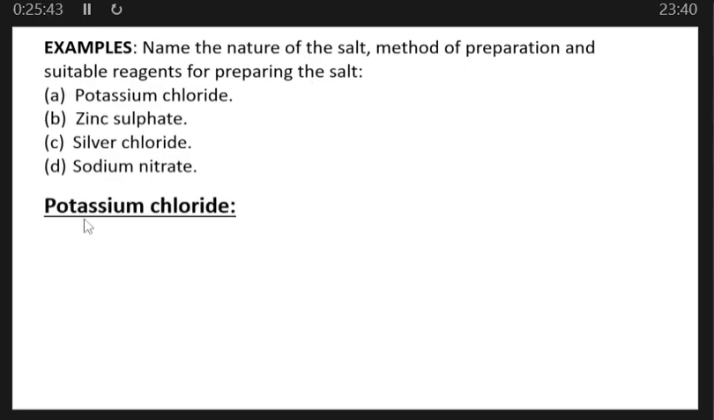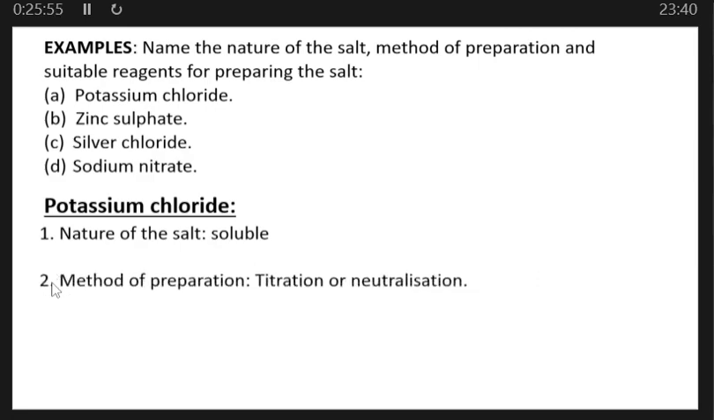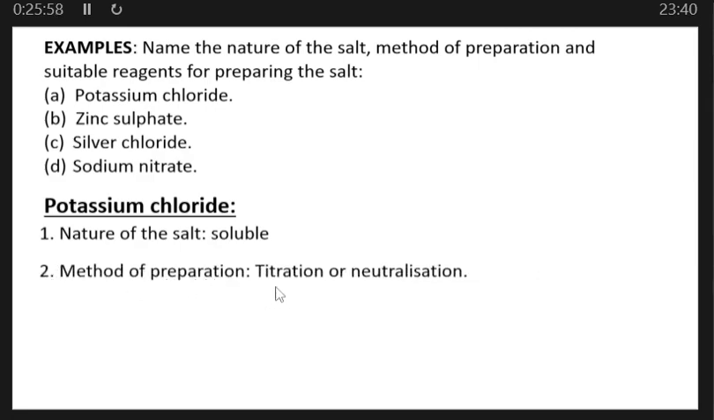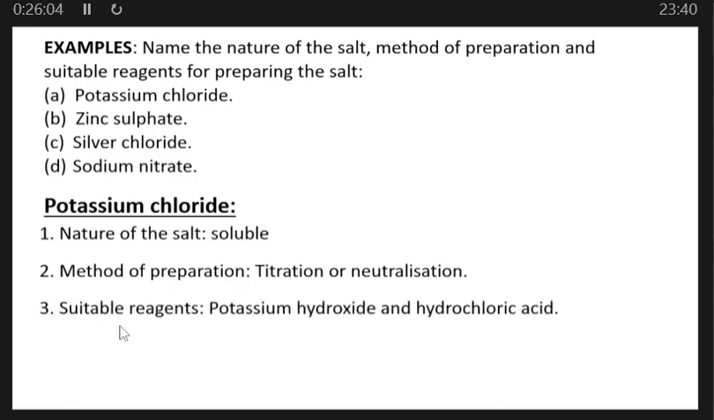So potassium chloride here. We are going to say the nature of the salt is soluble. Then secondly, the method of preparation is titration or neutralization. Then thirdly, suitable reagents are potassium hydroxide. So when we say suitable, make sure the reagents you choose are such that one of them must contain the potassium, and the other must contain the chloride.